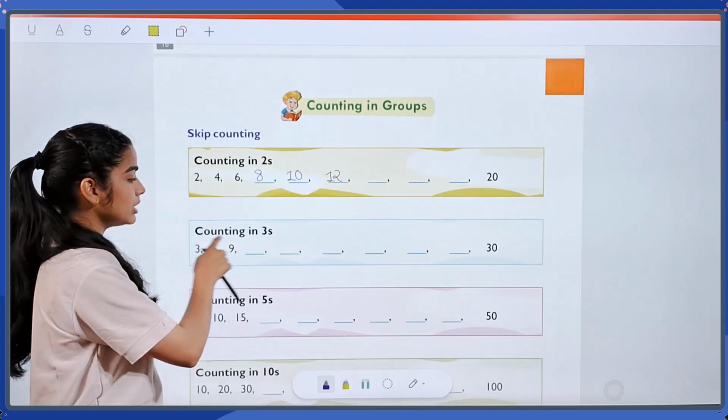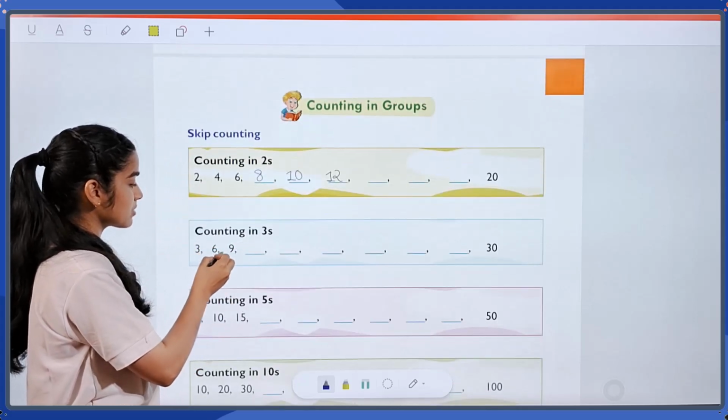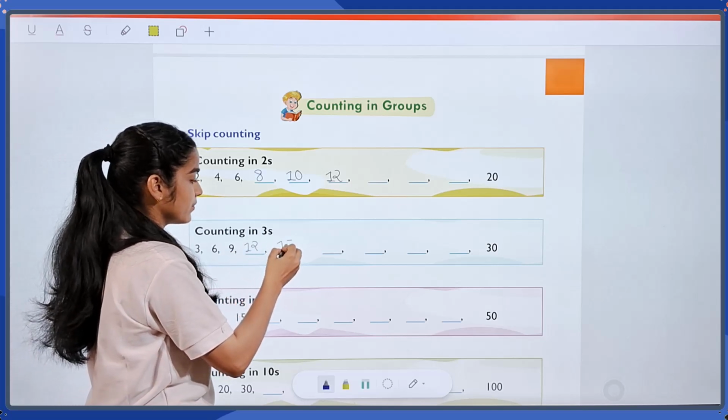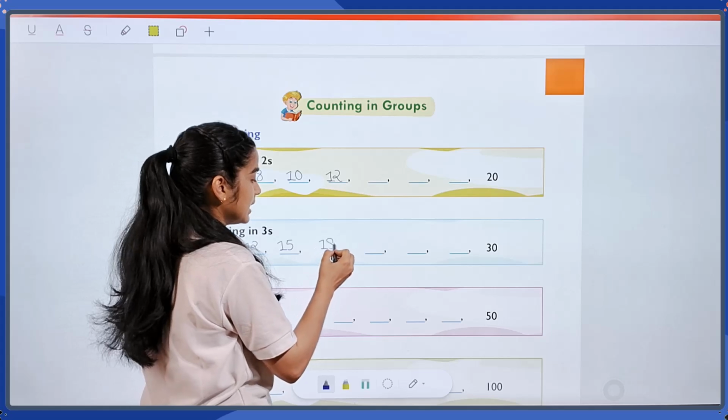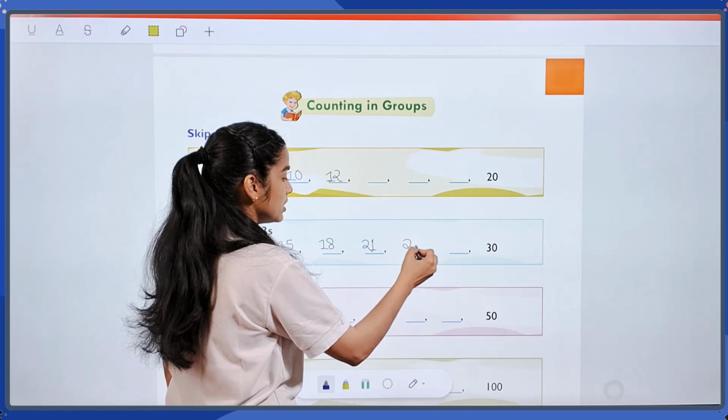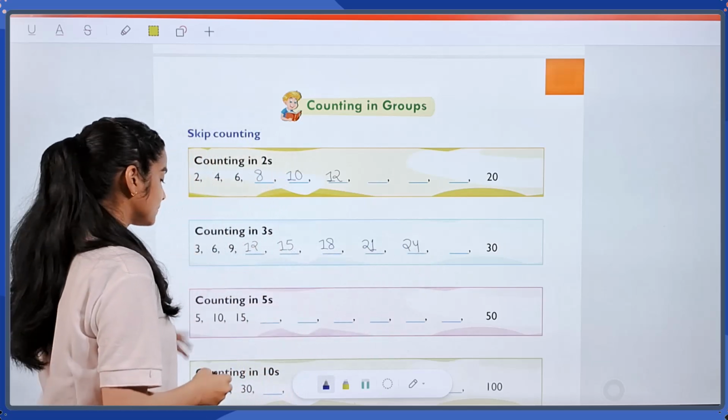Now we have to count in threes. So 3 plus 3 is 6, 6 plus 3 is 9, 9 plus 3 is 12, 12 plus 3 is 15, 15 plus 3 is 18, 18 plus 3 is 21, 21 plus 3 is 24. So in the same way you have to write.